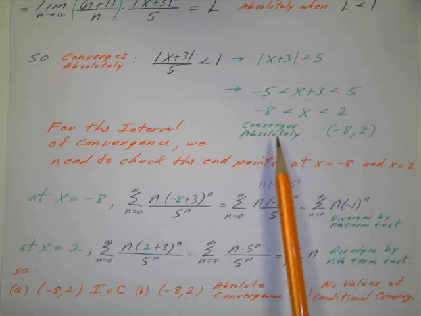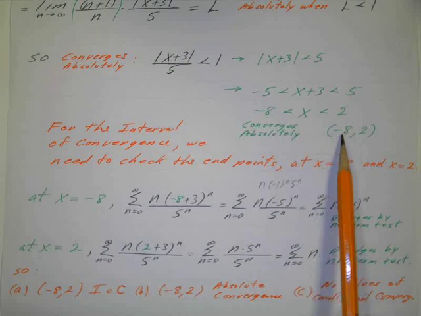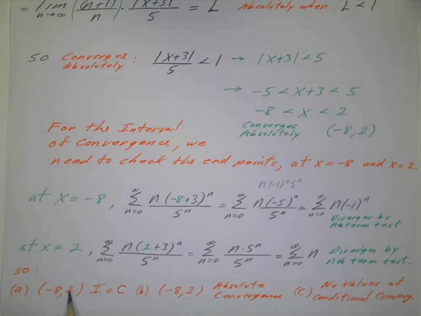So it converges absolutely, which means it converges. Remember, absolute convergence implies convergence. So it converges on this interval, negative 8 to 2. That's the interval of convergence, and that's also the interval in which it converges absolutely. So there are no values of conditional convergence. There are no values where it converges but not absolutely. These are the same. Okay?